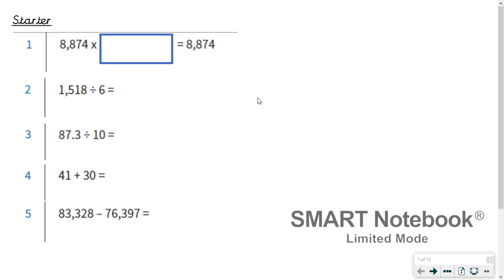It's the 25th of January, and we're going to be continuing with our conversion of measures. We're going to finish it this week and end the week with our assessment. So let's get ourselves started.